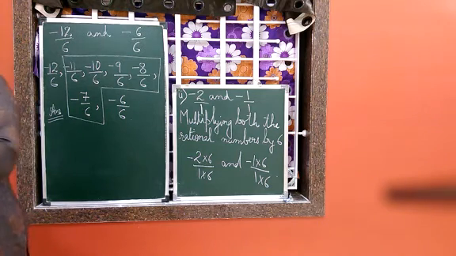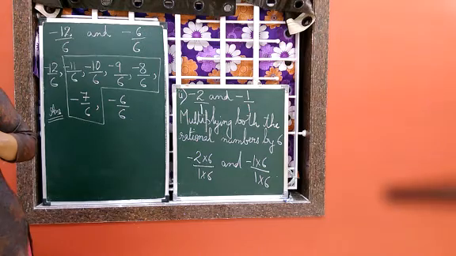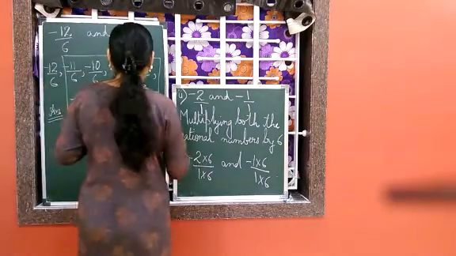Now we start with the third one. Third one is minus 4 by 5 and minus 2 by 3.